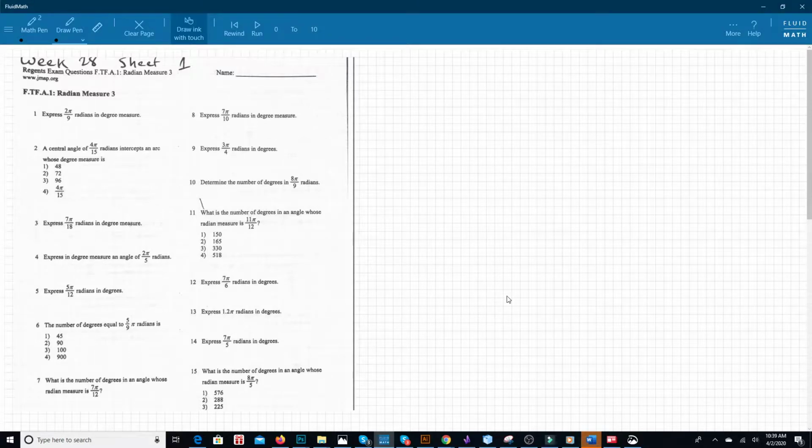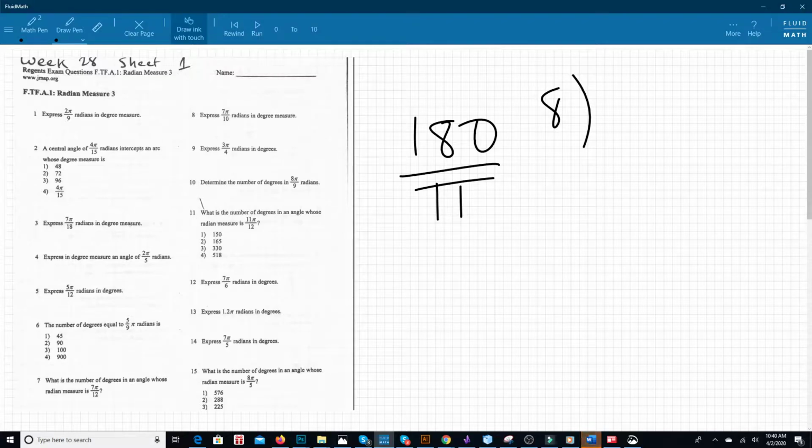We did 1 through 7 yesterday. Again, we're still just doing the conversion, which was 180 over pi. So with that in mind, what answers do we have for question 8? We're going to go from 8 to, let's try to do 8 to 15.